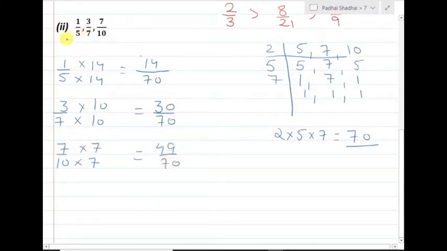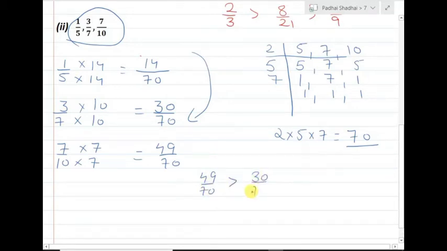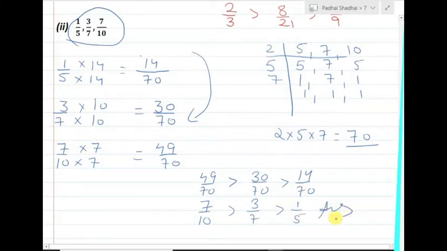Now we will arrange them in descending order. So the biggest numerator is 49 by 70. It is greater than 30 by 70, and it is greater than 14 by 70. Now we will write down the original fractions. 49 by 70, that is 7 by 10. It is greater than 3 by 7. It is greater than 1 by 5. Okay, so this is the descending order. This is the method to write down the ascending or descending order.